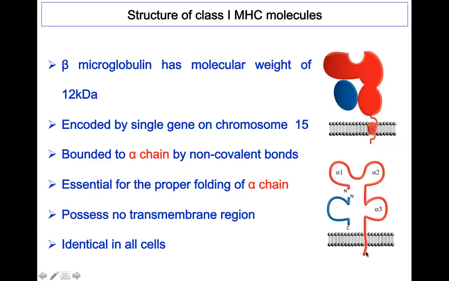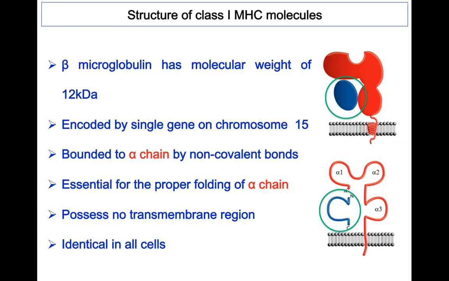As you can see here, this alpha chain has a transmembrane region, but beta microglobulin has no transmembrane region. Another important point is that beta microglobulin is identical in all kinds of cells. I hope this is a very important point. Beta microglobulin is identical in all cells, so that's what we have learned about it.